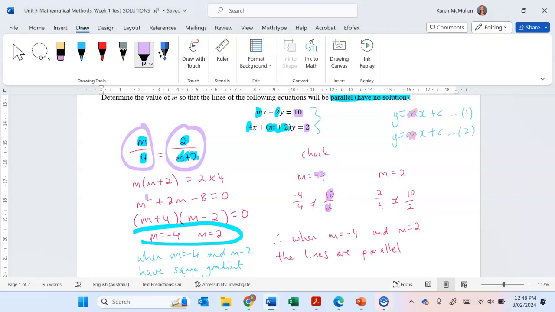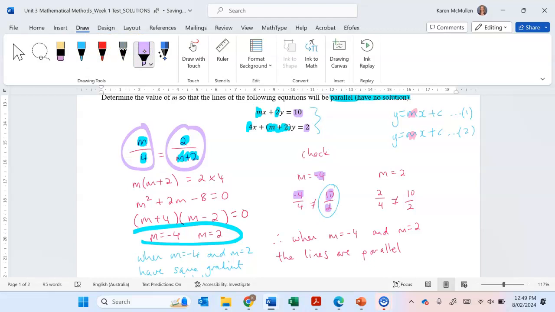So you can see I've just substituted in -4 where m would usually be. You can see they're not equal. So when m equals -4, they're parallel. If it was, say, let me just write here, if it was not 10 over 2 and it was -1, then clearly -4 over 4, they're equal. All right, and that would mean infinite solutions. They're the same thing.